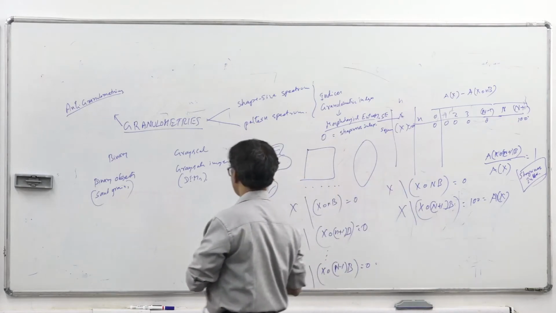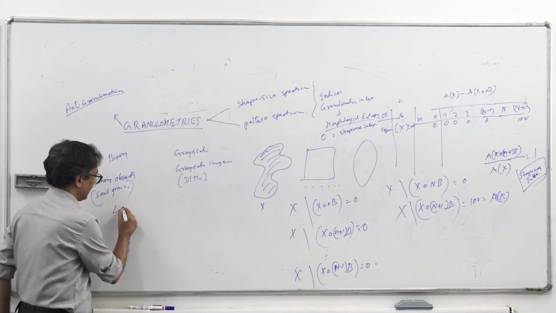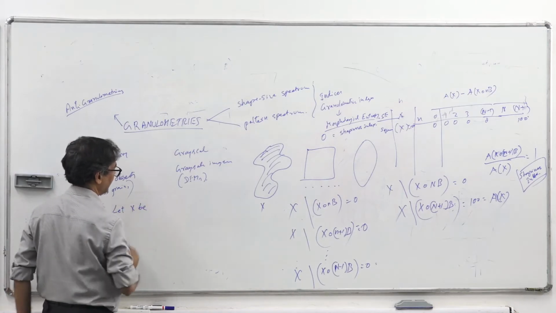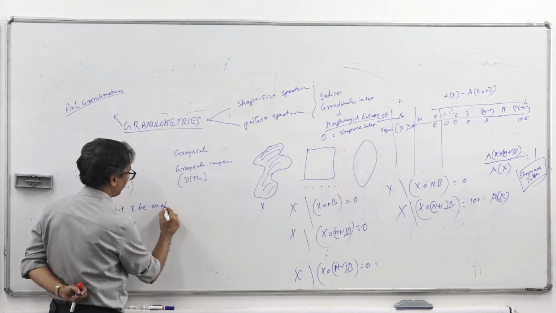This shapeliness index is one of the parts, and I will write a simple definition. Let X be an object.